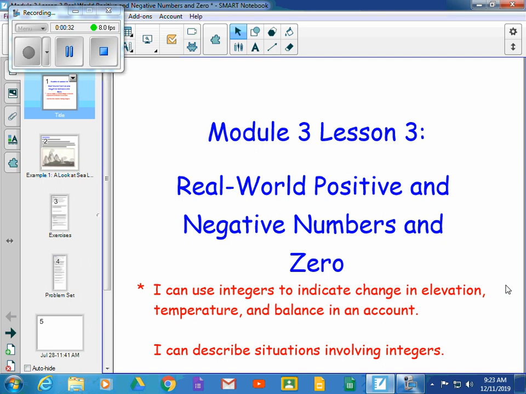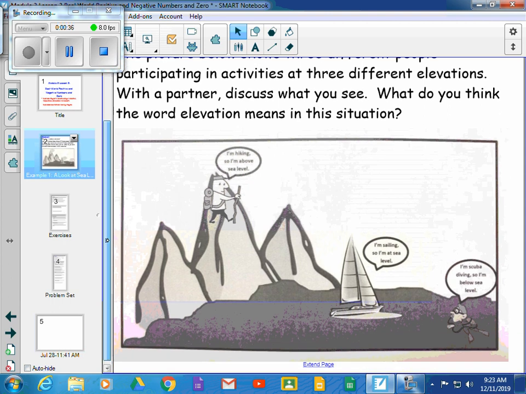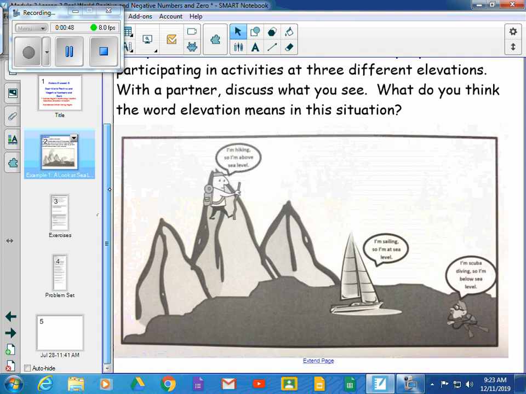Let's look at example number 1. The picture below shows 3 different people participating in activities at 3 different elevations. We're going to discuss what we see. And what do you think the word elevation means in this situation?